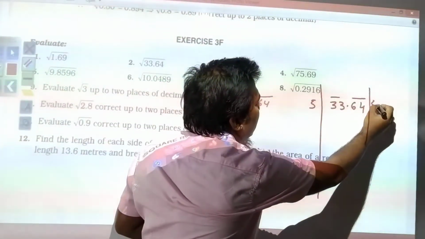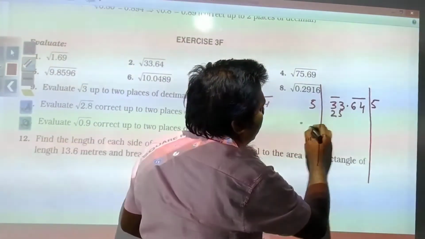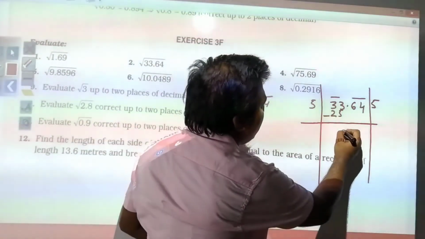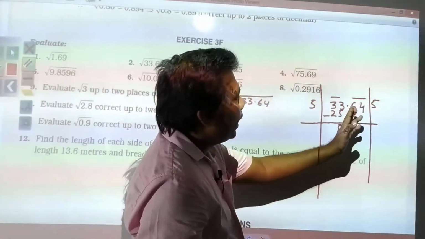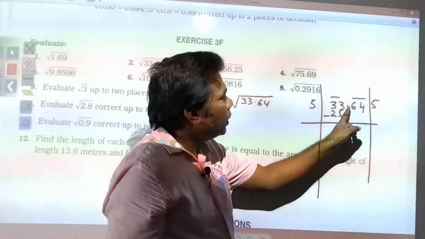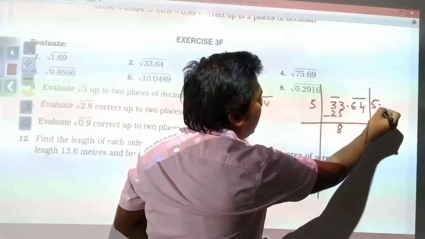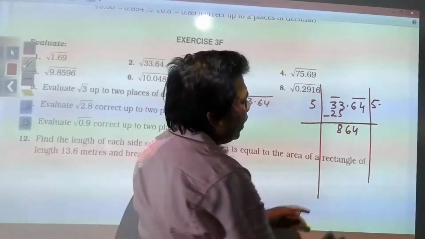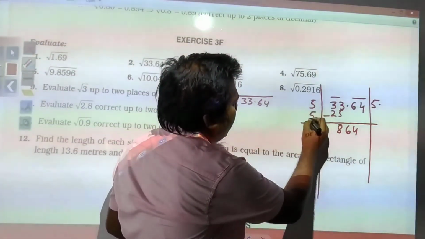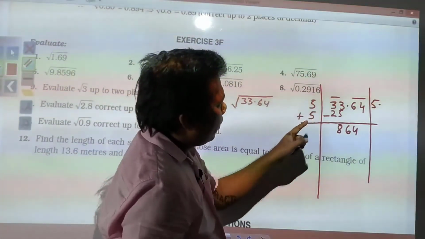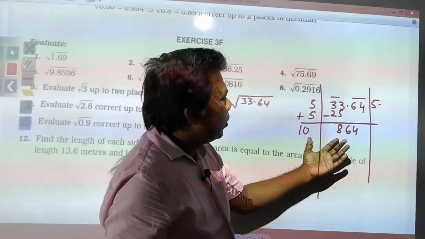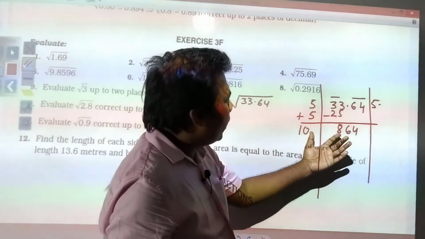5 5s are 25. You subtract this. 13 minus 5 is equal to 8, and the next period is required to be taken down, and before that you have the decimal. So this decimal is required to be put over here, and the next period 64 has been taken down. This 5 is required to be written over here and added. You will get 5 and 5, 10. Now you see how many times it will go. So it will go 8 times.